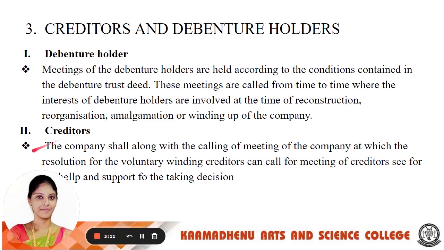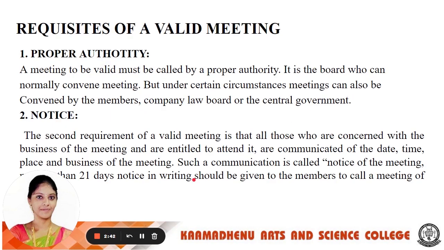The next one is creditor. The company shall, along with the calling of the meeting of the company at which the resolution of the voluntary winding up is to be passed, call a meeting of creditors. Creditors can call for a meeting of creditors and seek help and support for taking decisions. The creditors and contributories in winding up. So at the time of winding up, creditors can call for a meeting of creditors and seek help and support for taking decisions. Next, we are going to the requisites of a valid meeting.